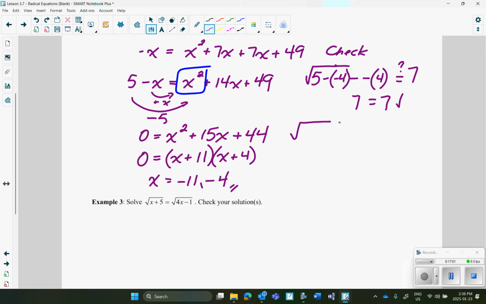How about negative 11? 5 minus, in parentheses, negative 11, then we square root it, minus negative 11. Does that equal 7? No. 16, square root of 16 is 4. 4 plus 11 is 15, which does not equal 7. Bad solution. Bad. Get rid of it. So that's a complete answer.